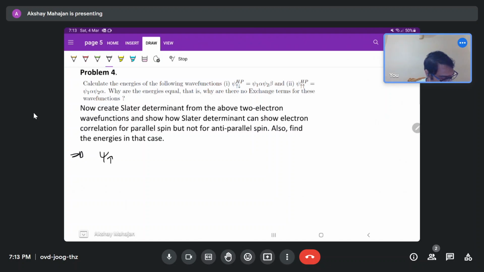So if I write this Hartree product for this system, now let me first write the Hamiltonian. My Hamiltonian H is equal to the single electron term H1 for the first electron, plus H2, plus 1 upon r12. Alright, so this will be our Hamiltonian.